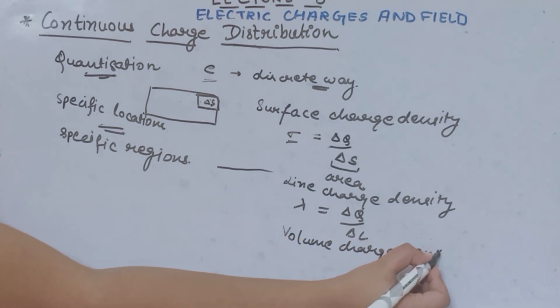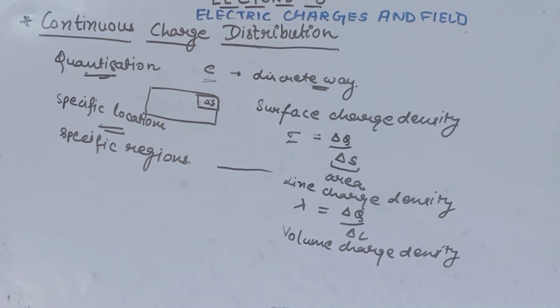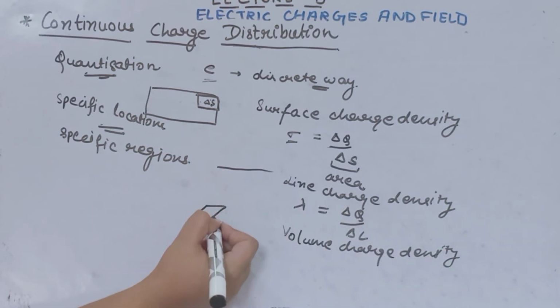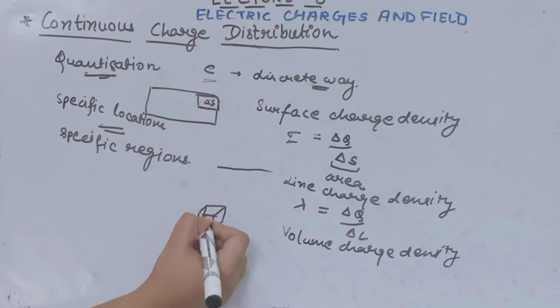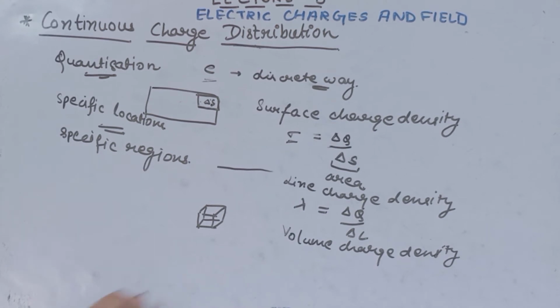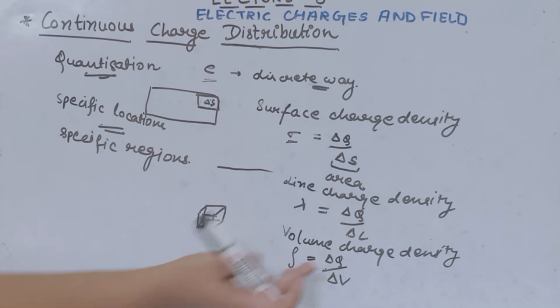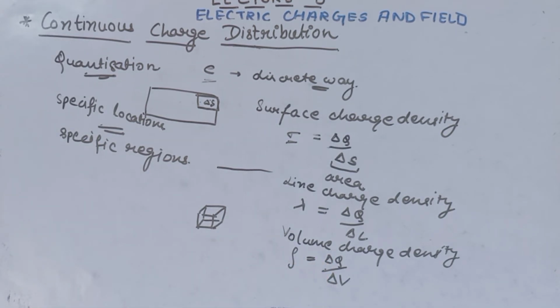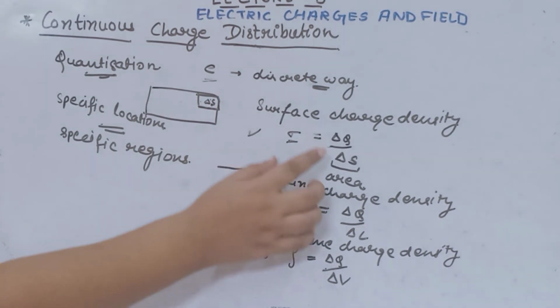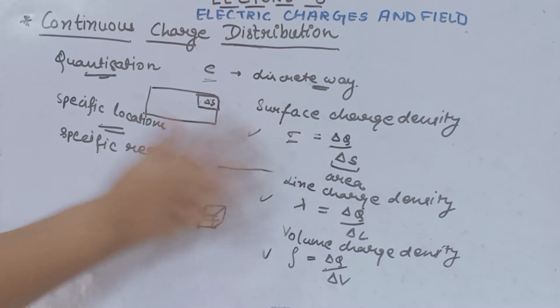This is used for the cases if we talk about a cube or a cuboid. Then we talk about volume charge density, and it is represented as rho, given as delta Q upon delta V, where delta V is the volume in which delta Q charge is placed. Okay. So now let us see how our force will change if instead of choosing Q we choose surface charge density.